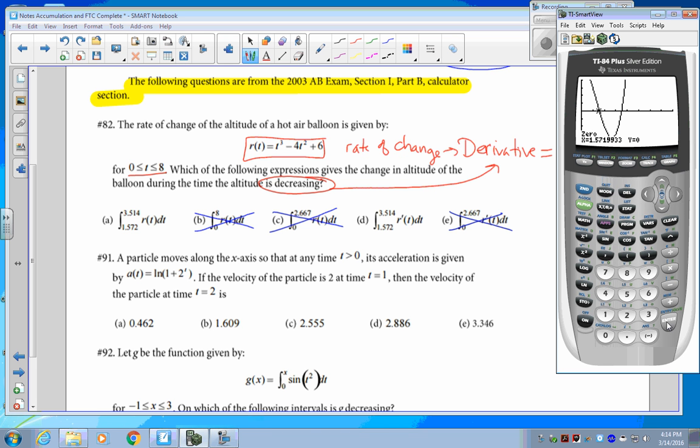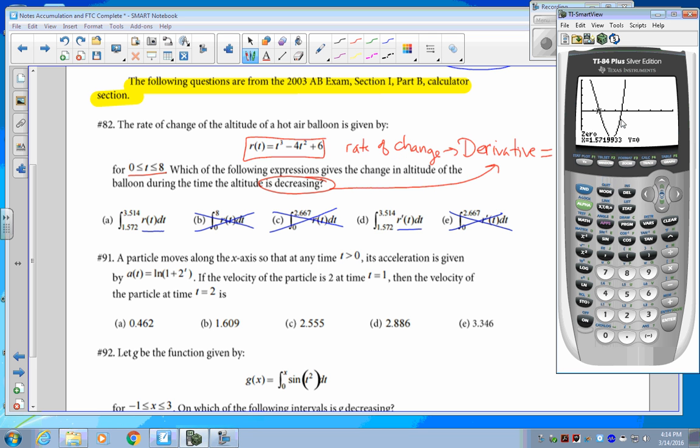Now, if I want to know the change in the altitude during this time, the question is, am I finding the antiderivative of r of t, or am I finding the antiderivative of r prime of t? Because they both have the same bounds. I'm not going to find that other bound because this is multiple choice, so I can only assume that over here that value of x is 3.514. So the question is, which one of these is going to give me my change in altitude?